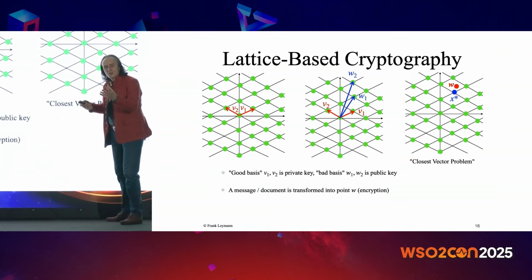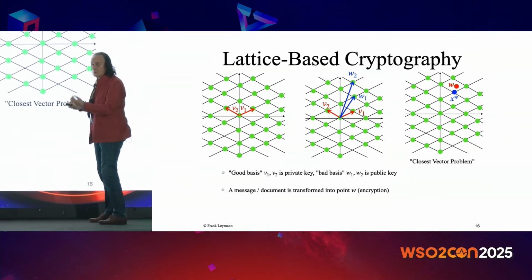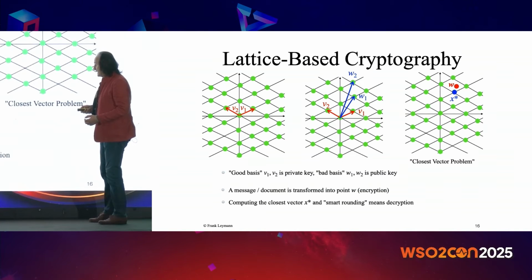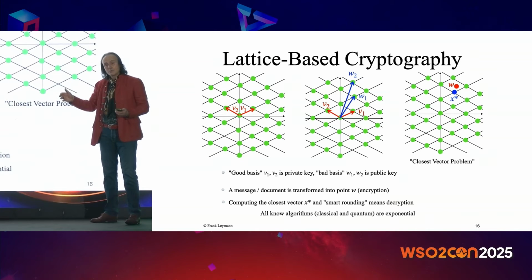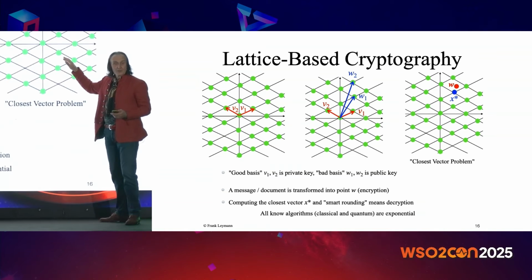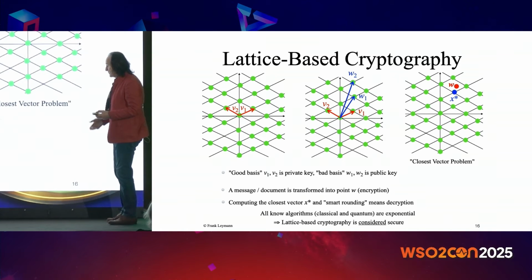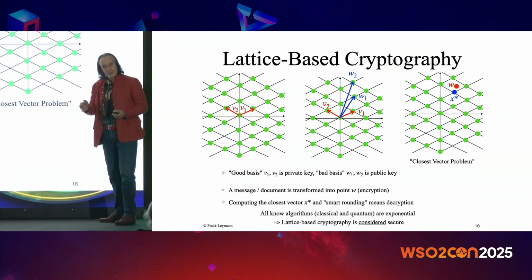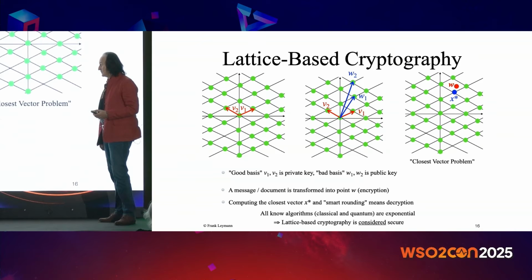This is in a nutshell, the real explanation takes some 30 minutes. This is how lattice-based encryption fundamentally works, right? And this means decryption, all known algorithms, both classical and quantum. This is the good news. There's no known quantum, but also no known classical algorithm to crack keys in a lattice. So this means lattice-based cryptography is considered secure as of today, because we don't know any classical and no quantum algorithm to crack it. And this will have some implications that I will come to at the end of the talk.